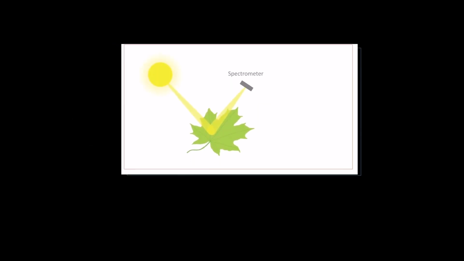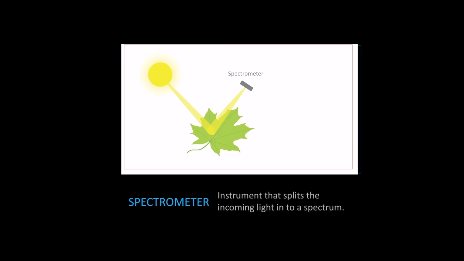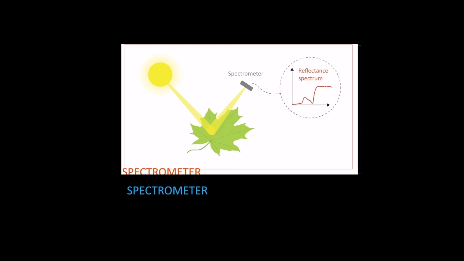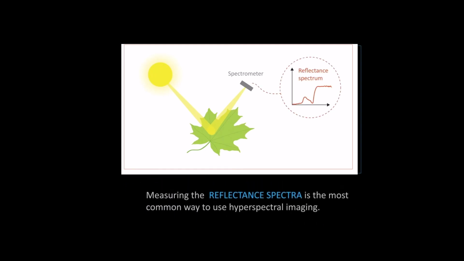To study the light, one needs an instrument called a spectrometer. It's an instrument that splits the incoming light into a spectrum. In this example, the light going through a spectrometer is reflected and the result is therefore called a reflectance spectrum. Measuring the reflectance spectra is the most common way to use hyperspectral imaging.